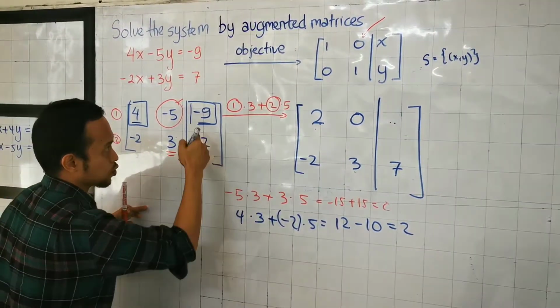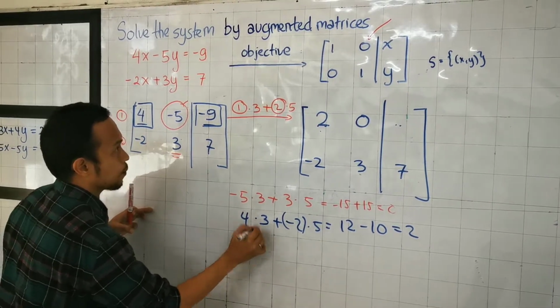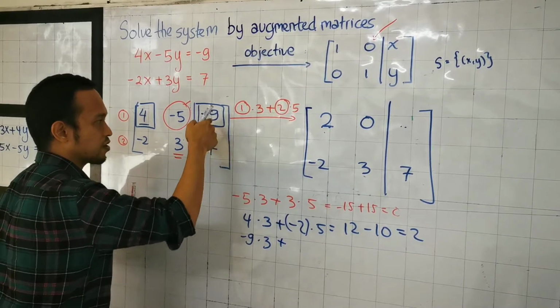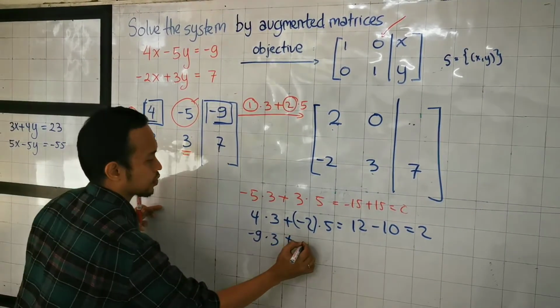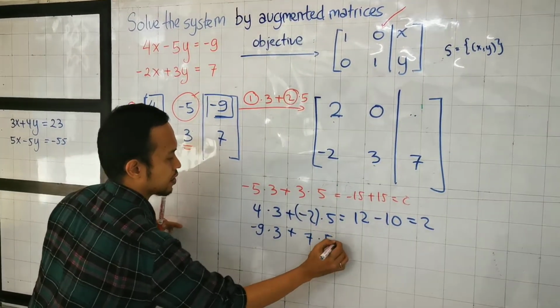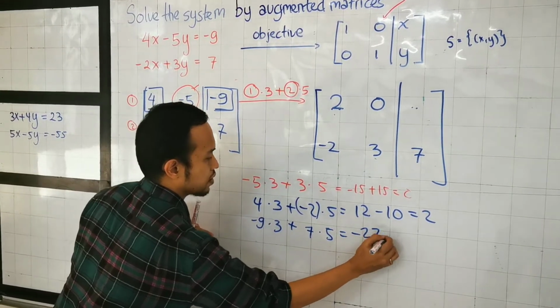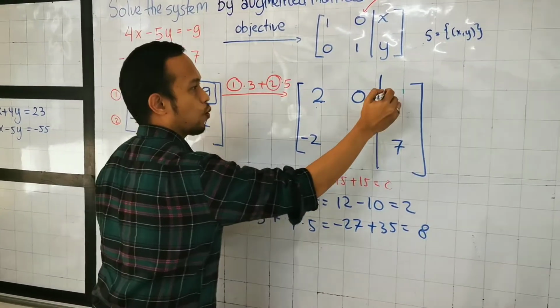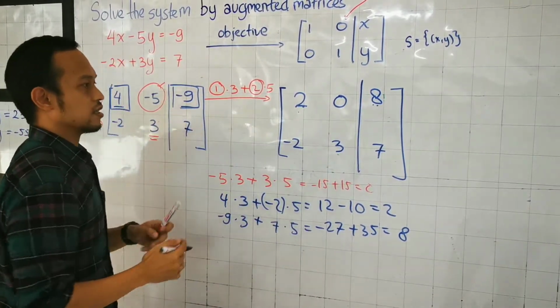Negative 9, which belongs to the first row, negative 9 multiplied by 3, plus what is in the second row of the same column? 7. So this 7 is multiplied by 5. So in the end we have negative 27 plus 35, which equals 8. So we have 8. This is the first step.